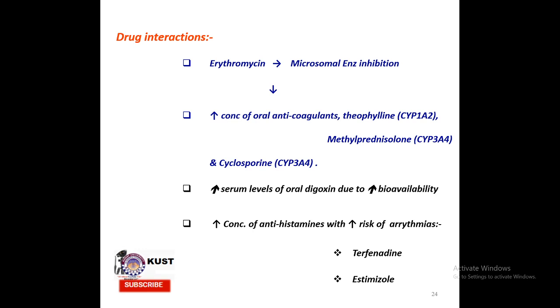It also increases the serum level of oral digoxin. It is also a lower therapeutic index drug, resulting in ventricular arrhythmias due to its increased bioavailability. The concentration of antihistamines like terfenadine and astemizole increases, raising the risk of arrhythmia. The same is the case with calcium channel blockers. There is a link between erythromycin and ventricular arrhythmias.